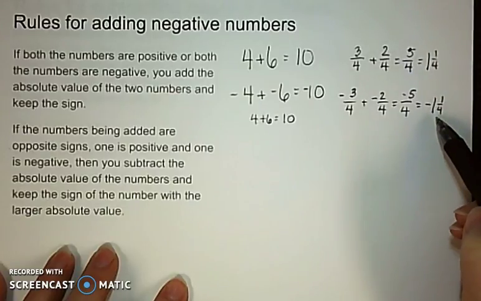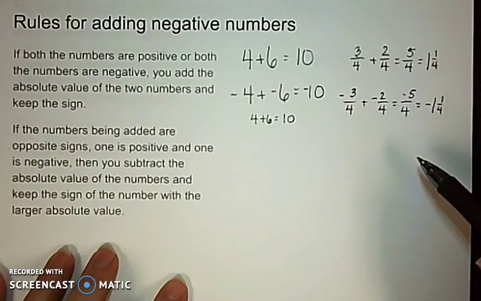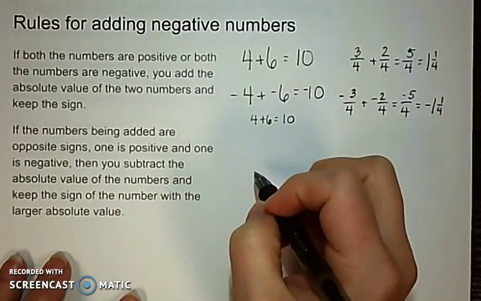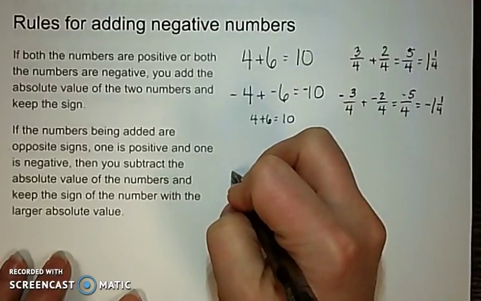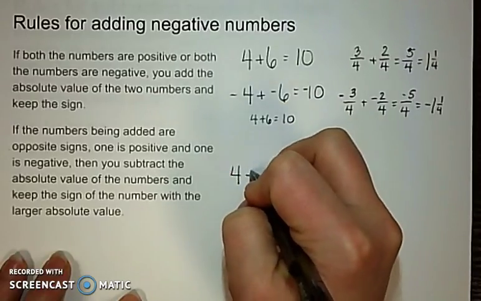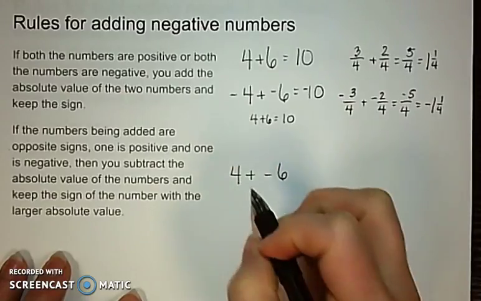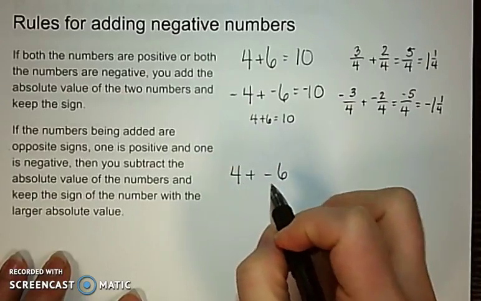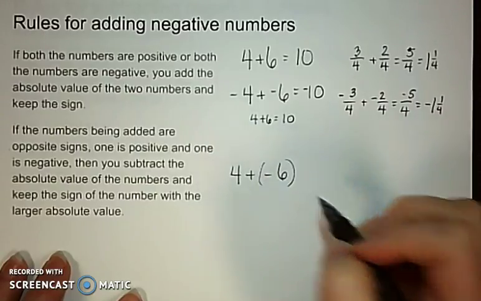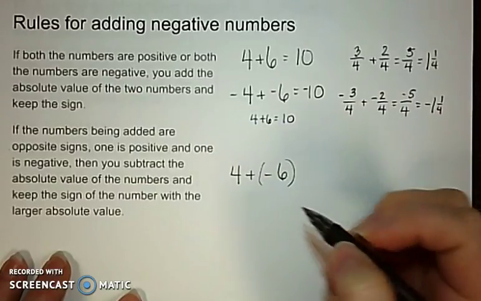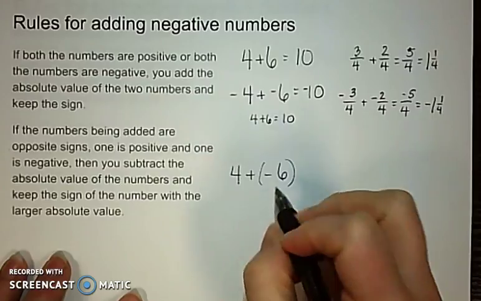And the biggest error I see people make is that when they go from this improper fraction to this mixed number, they lose that negative sign. If they don't have the same sign, say I had 4 plus negative 6, I have to look again at their absolute value, and the absolute value of 4 is 4, and the absolute value of negative 6 is 6. So I have 4 and 6.